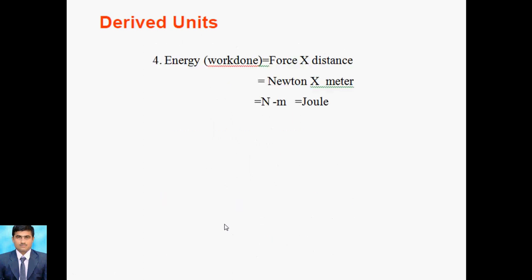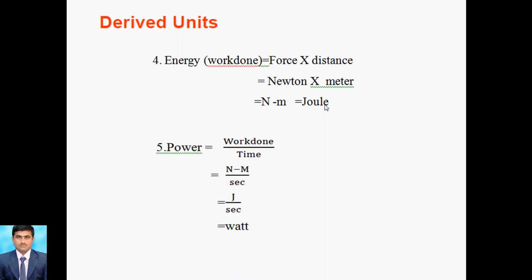Then next is energy. Energy is nothing but force into distance. Force is in terms of Newton and distance in terms of meter. So we can call it Newton meter, which is equal to joule. So in SI unit we can say Newton meter or joule. Joule is the name of a scientist. So Newton meter we can say joule.